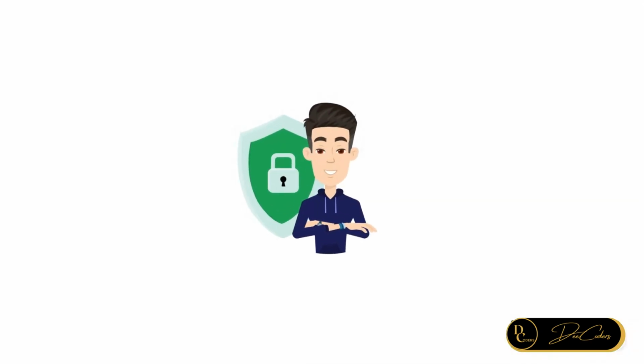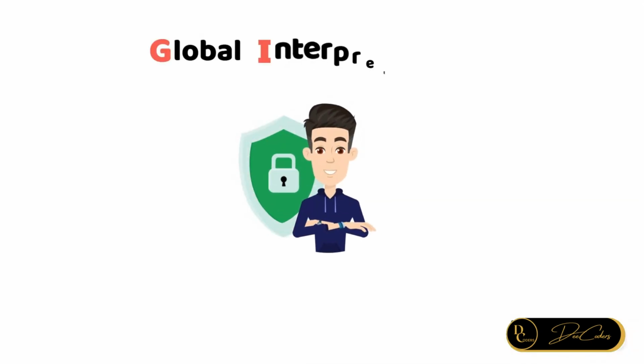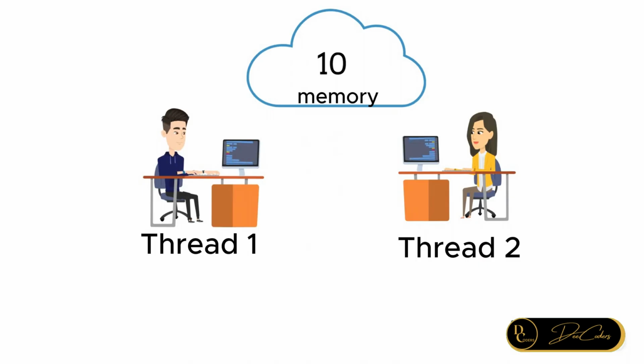So here Python introduced a security guard. This guard is called the Global Interpreter Lock, or simply GIL. The GIL basically says only one thread can execute Python code at a time. No matter if you create 2 threads, 10 threads or 100 threads, only one gets the keyboard at a time.